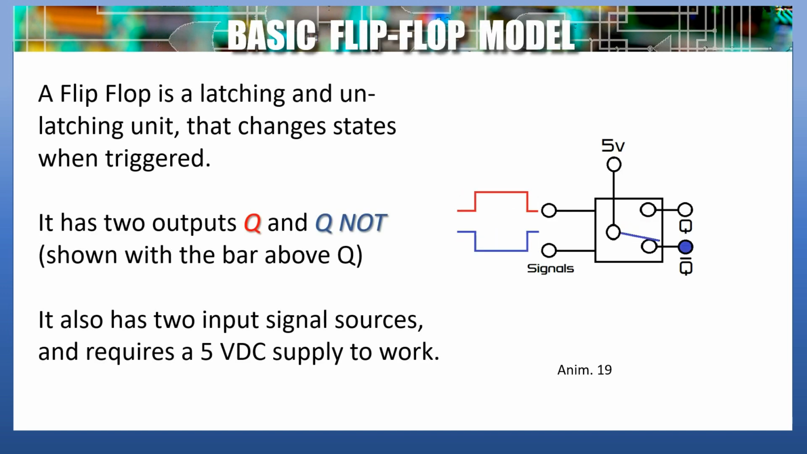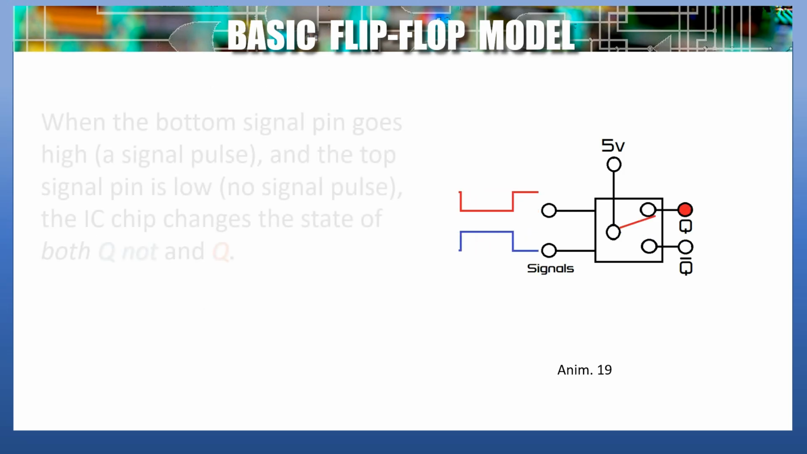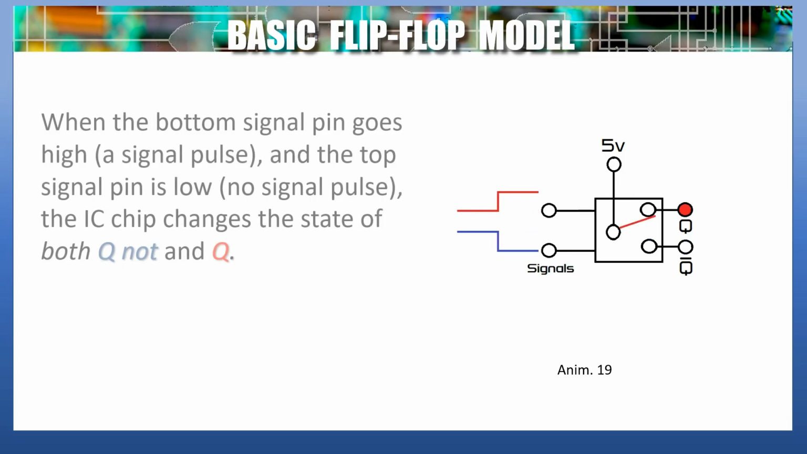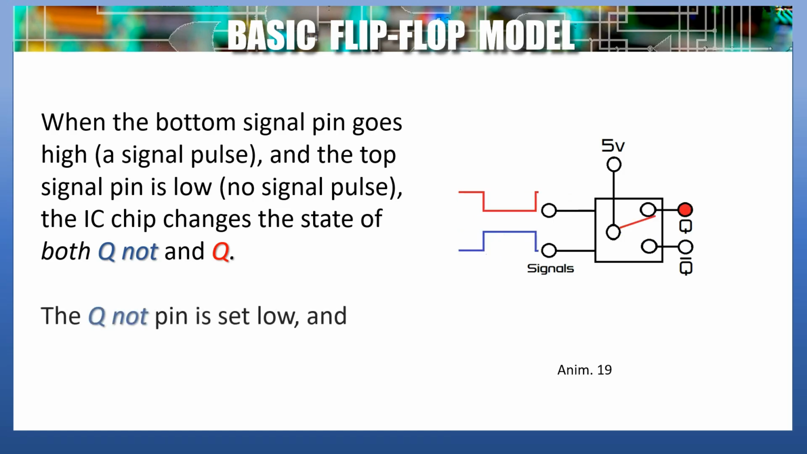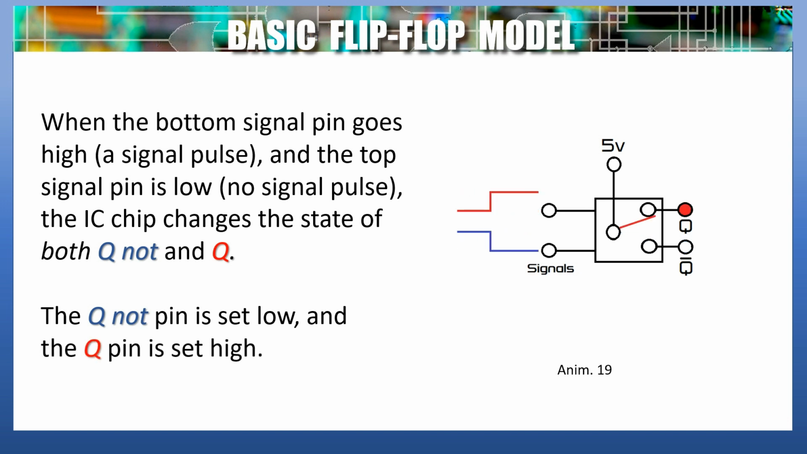A flip-flop is a latching and unlatching unit that changes state when triggered. It has two outputs, Q and Q naught. It also has two input signal sources and requires a 5-volt DC supply to work. When the bottom signal pin goes high and the top signal pin is low, the IC chip changes the state of both Q naught and Q. The Q naught pin is set low and the Q pin is set high.